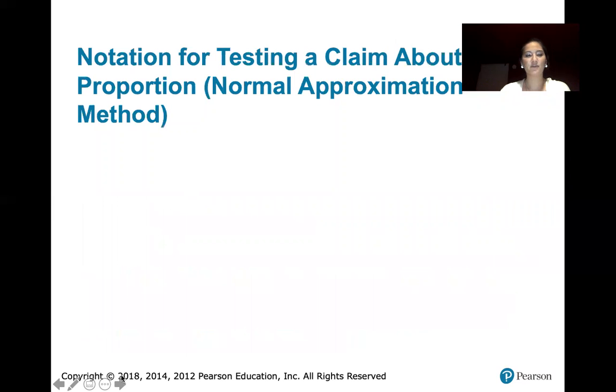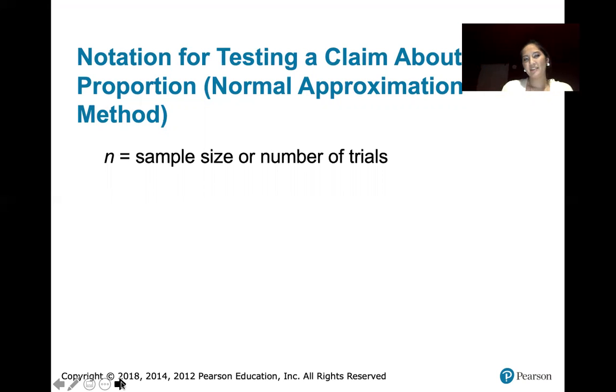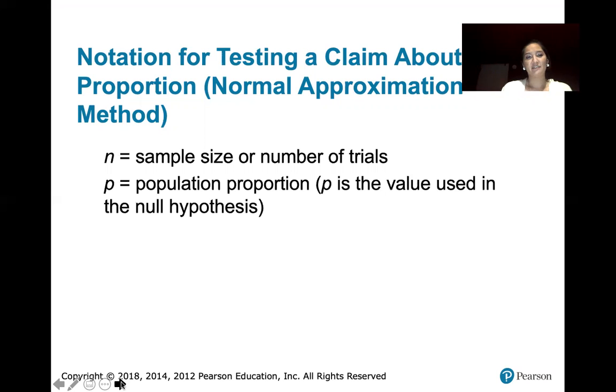So here's a review of notation. Remember, lowercase n is the sample size. Now, if we're thinking of this as having a binomial distribution, the sample size is the same as the number of trials. P is the population proportion. We can think of that as the probability of success in one trial.